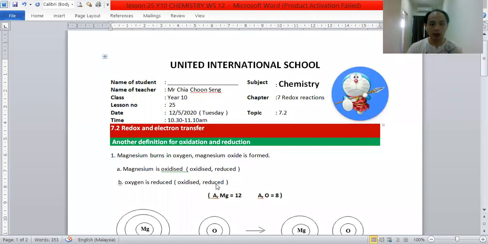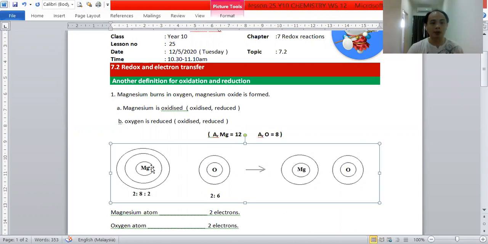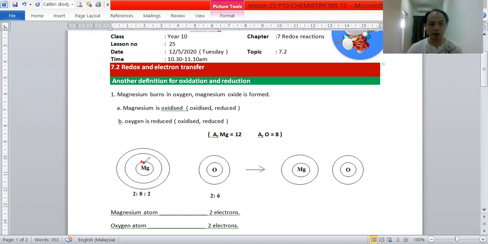So you see magnesium and oxygen. The magnesium atomic number is 12, so the electron distribution is 2, 8, 2. That means 2 electrons at the first shell, then 8, and 2 here.